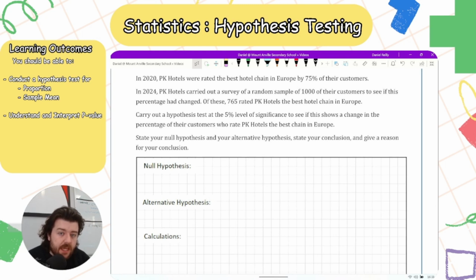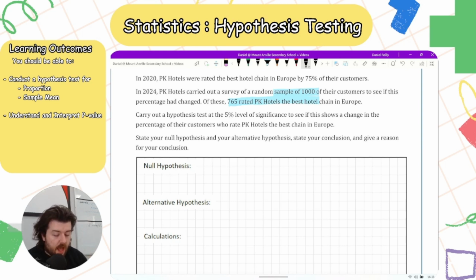In 2020, PK Hotels were rated the best hotel chain in Europe by 75% of their customers. In 2024, PK Hotels carried out a survey on a random sample of 1,000 people. Okay, that seems important. Of these, 765 rated PK Hotels as the best chain in Europe. Carry out a hypothesis test at 5% level of significance to see if it shows a change in percentage of their customers who rate PK Hotels the best in Europe. State your null hypothesis, alternate hypothesis, state your conclusion, and give your reason for your conclusion.